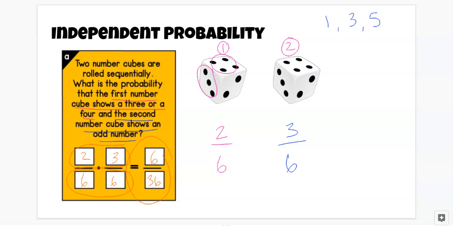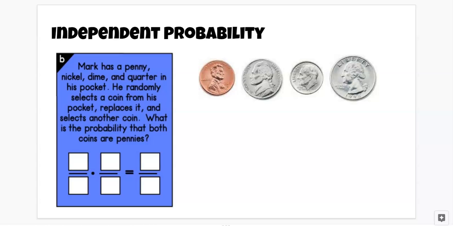Let's do another example together. We have Mark, who has a penny, nickel, dime, and quarter in his pocket. You can see those pictured here on the slide. He randomly selects a coin from his pocket, replaces it, and selects another coin. What is the probability that both coins are pennies?